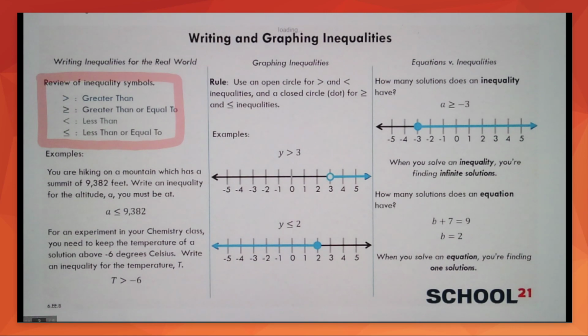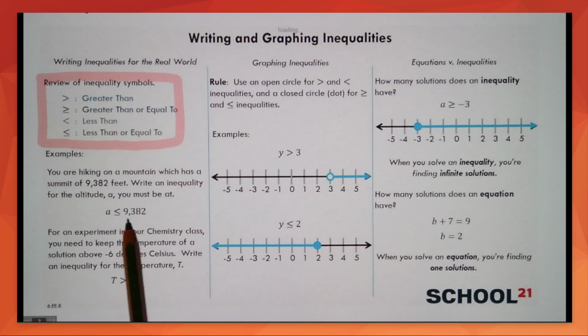So at any given point in time, your altitude, or A, which is our variable, has to be less than 9,382, or when you get to the summit, it could be equal to 9,382. This would not be a good example of just less than, unless the situation was you got to the very tippity top of the mountain, 9,381 feet, and then for some reason you could never go any higher, like it was illogical for you to go to the actual summit.